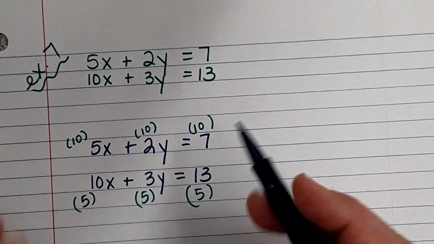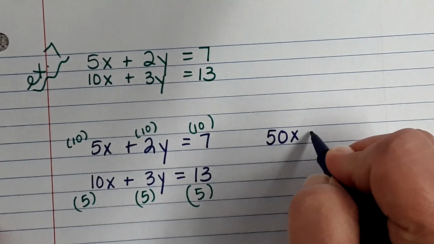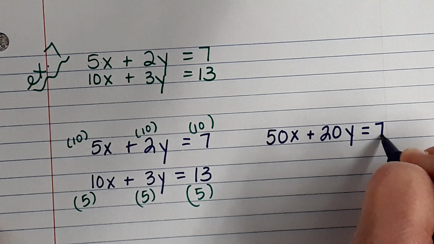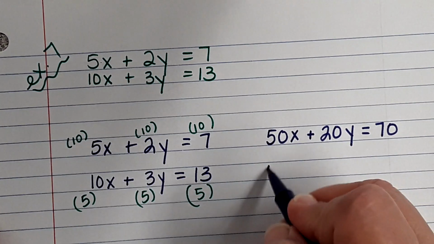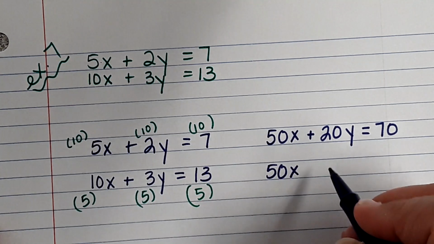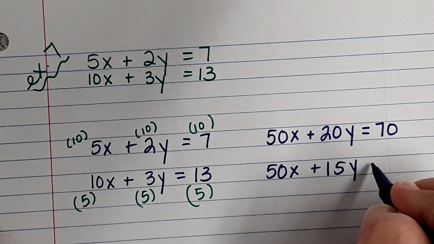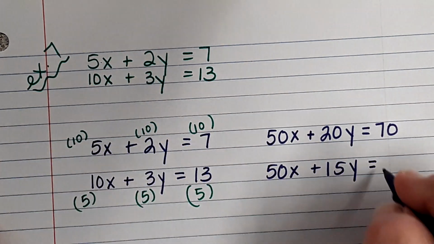What is 10 times 5? 50. What is 10 times 2? 10 times 7? 30. Okay, 10 times 5? 50. 3 times 5? 15. And 13 times 5. 65.